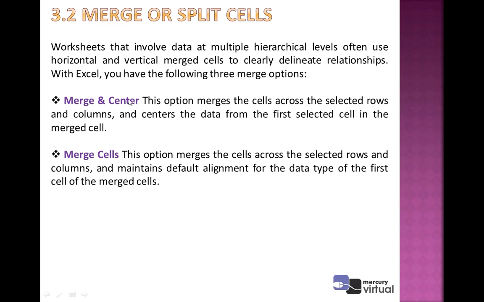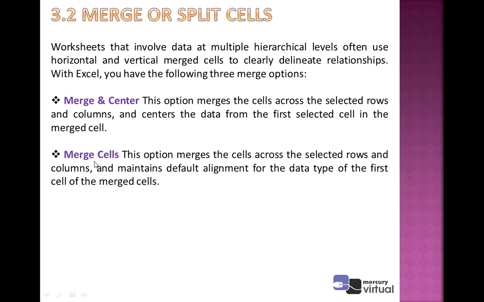You can merge and center. This option merges the cells across the selected row, means whatever part you selected, on that part the whole cells will be merged, and centers. This will also center the data from the selected cell in the merged cell.